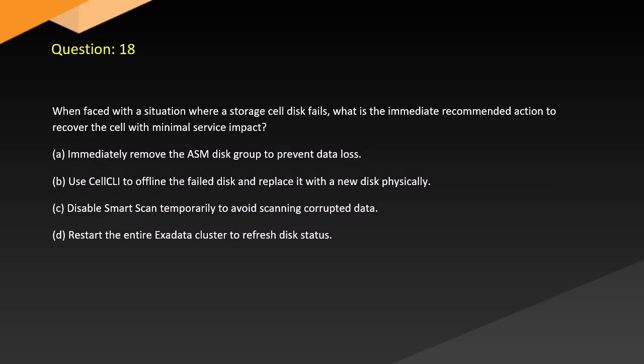Question 18. When faced with a situation where a storage cell disk fails, what is the immediate recommended action to recover the cell with minimal service impact? A. Immediately remove the ASM disk group to prevent data loss. B. Use Cellclean to offline the failed disk and replace it with a new disk physically. C. Disable Smart Scan temporarily to avoid scanning corrupted data. D. Restart the entire Exadata cluster to refresh disk status.